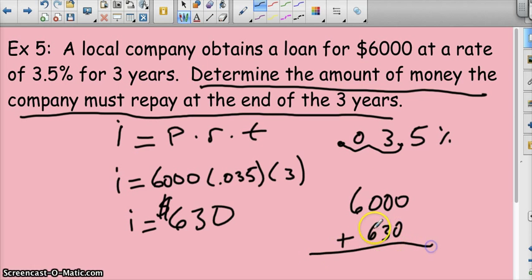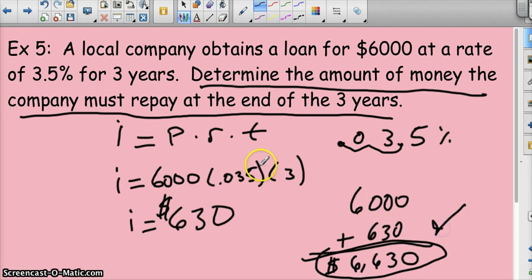Notice how this question can be changed. Total amount of money they will pay back is the actual loan plus the interest. Answer in here is 6,630. So again, not hard stuff. Just be careful because I can mix the question up and mess with you just a little bit.